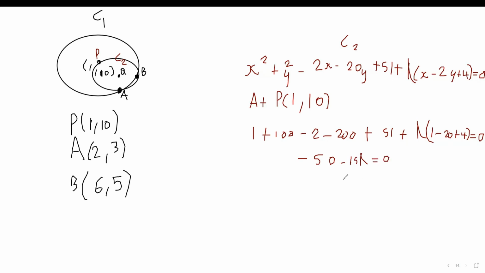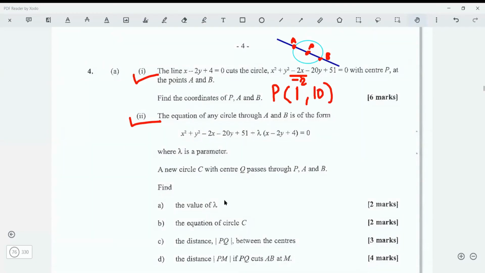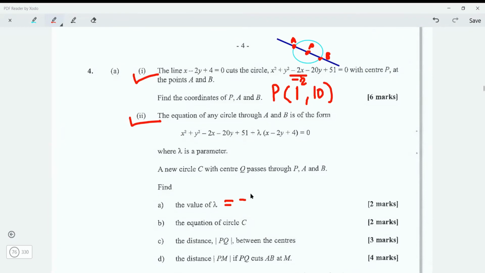So bringing this over, we get 15 lambda equal to negative 50. And so lambda, Marika, is negative 50 over 15. If you want, you can simplify by dividing through by 5. This works out to be minus 10 over 3. That's lambda. Lambda equals minus 10 over 3. Cool? All right, nice.